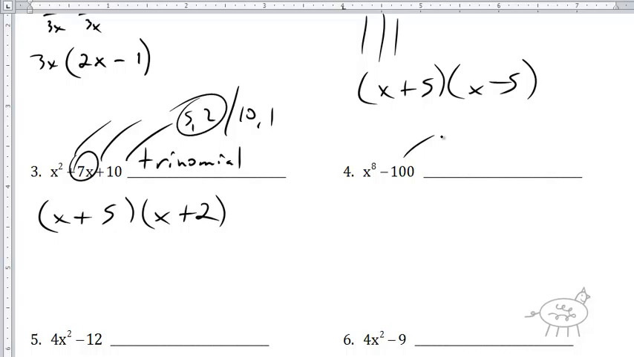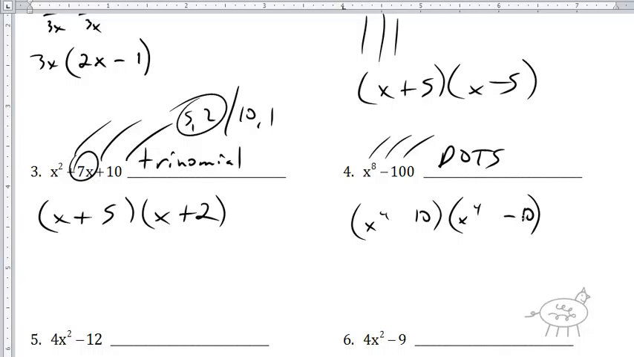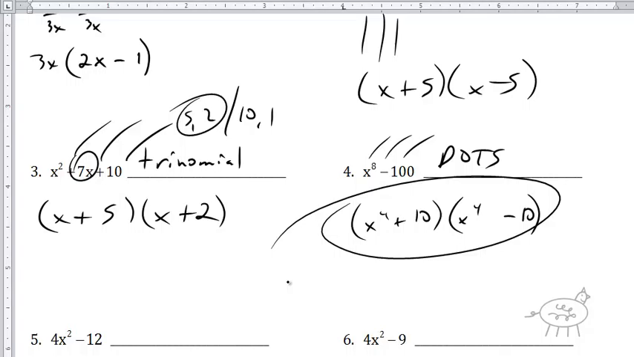Okay, 100 is a perfect square. There's a minus sign, and x to the 8th. Remember, any even power is a perfect square. So this is a difference of two squares. If you factor this out, you get x to the 4th, half of it, and 100 is 10 and negative 10. That's your answer: x to the 4th plus 10, x to the 4th minus 10.